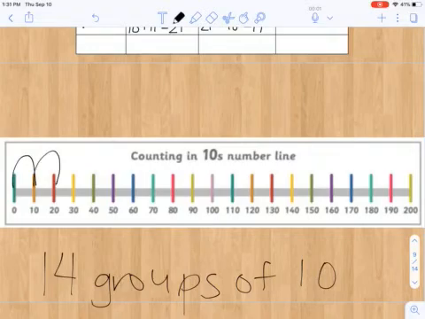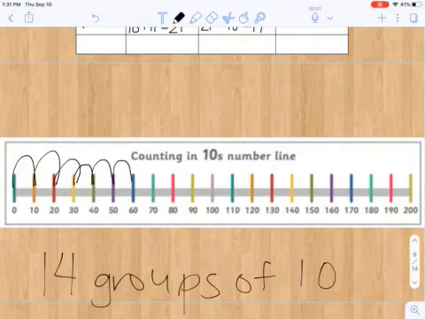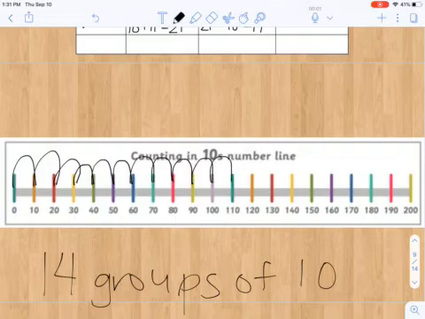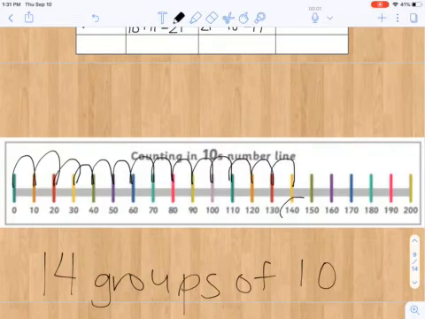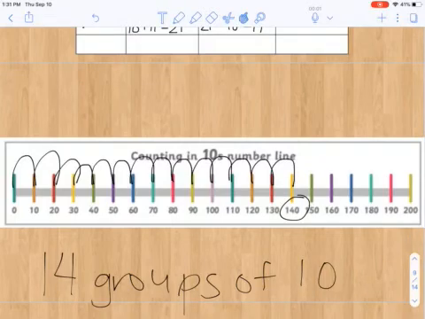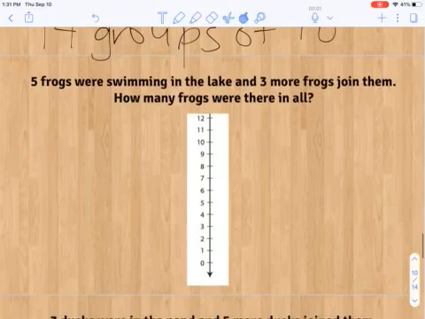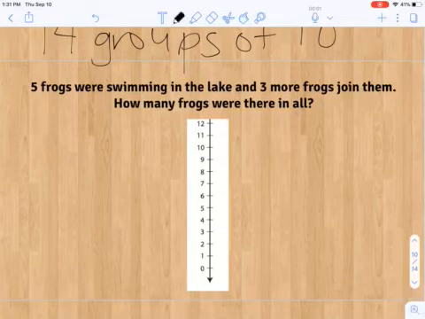10, 20, 30, 40, 50, 60, 70, 80, 90, 100, 110, 120, 130, 140. So we've been in school for 140 hours this month so far. Wow, you guys have learned so much in 140 hours. Let's move on to a little bit of problem solving.